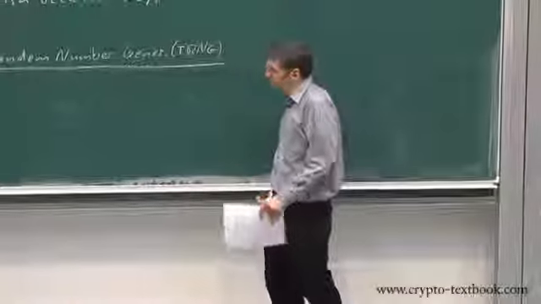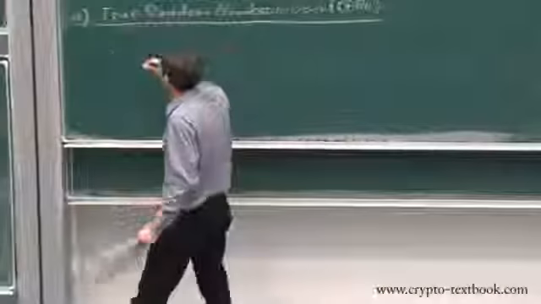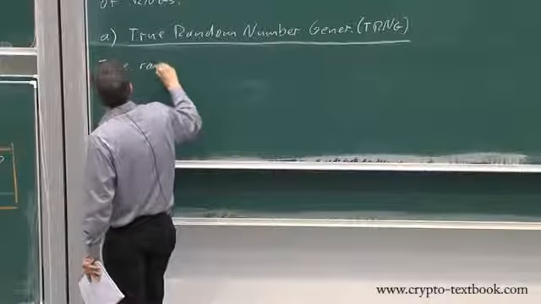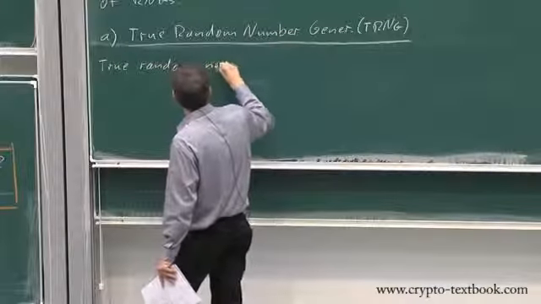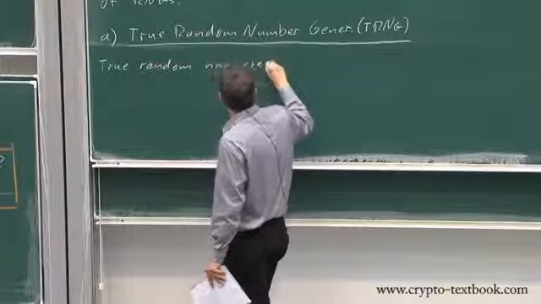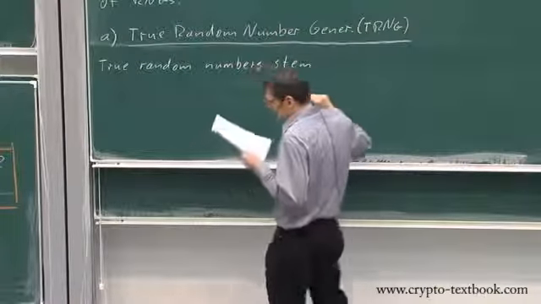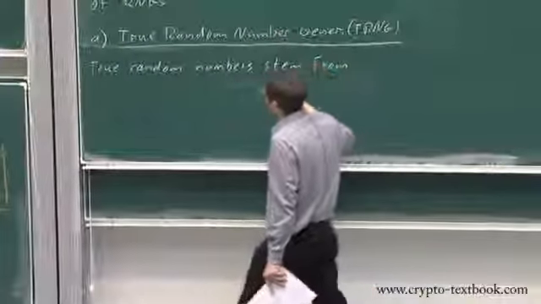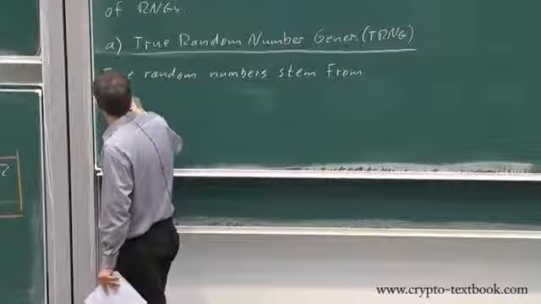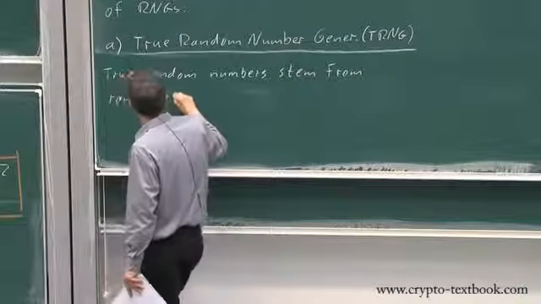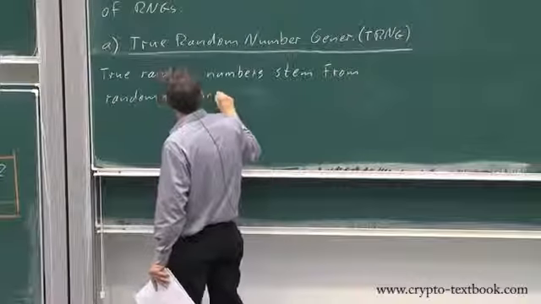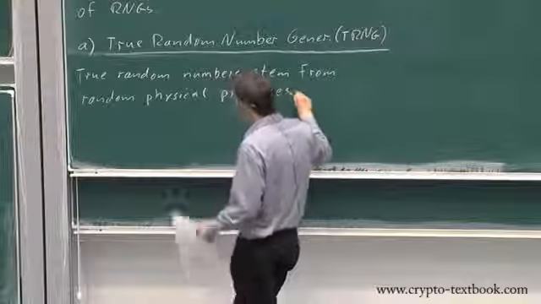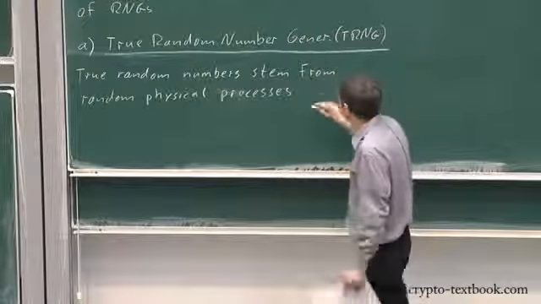Generally speaking, TRNGs, these are true random numbers that stem from random physical processes. Okay.